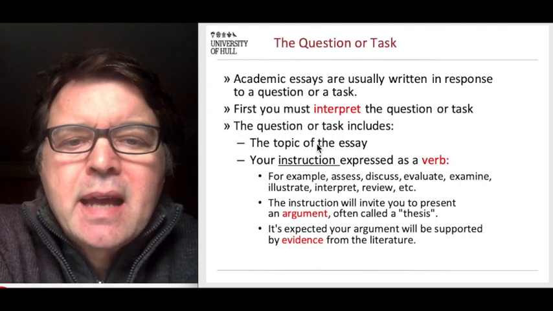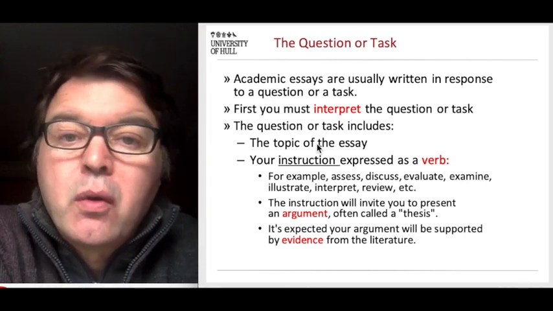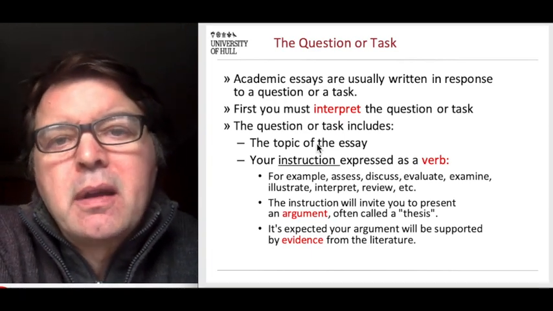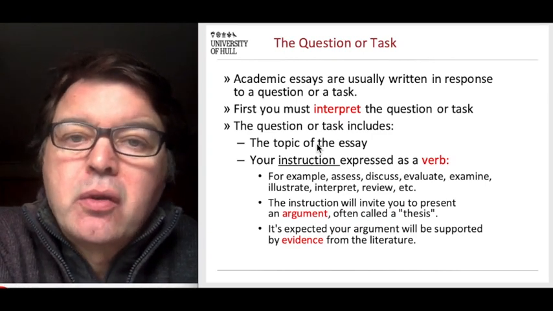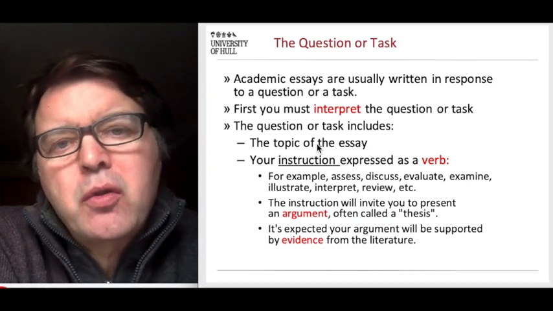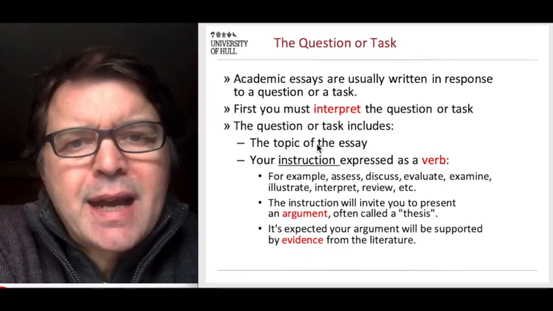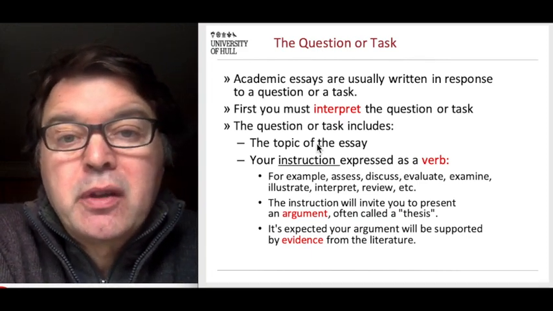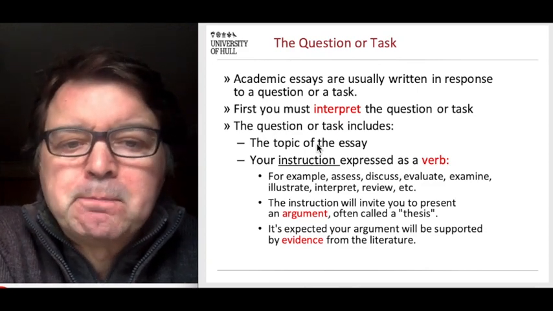Now, an academic essay is usually written in response to a question or a task that's been set. And so your first job in delivering that essay is to interpret the question or the task that's been asked of you. That's really, really important. And if you're not sure exactly what's being asked, if you're not quite sure what the task is, or if you're not clear about the nature of the question, then it's really important that you talk to your tutor about that and clarify that before you begin.